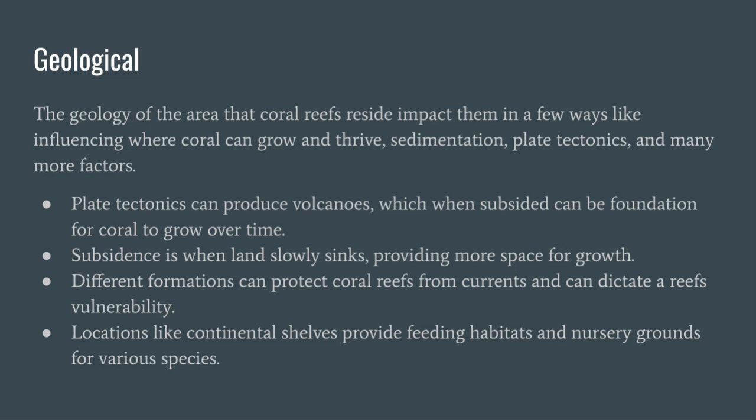Different formations can protect coral reefs from currents and can dictate a reef's vulnerability. Locations like continental shelves provide feeding habitats and nursery grounds for various species, and other ones like trenches are not that great. They're more in-depth and are for organisms that have a lot of adaptations to survive in that type of climate. And that is all.